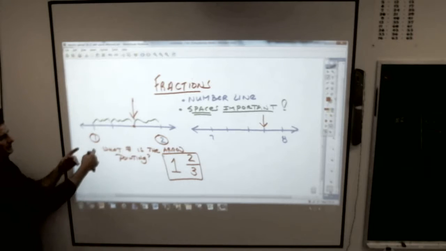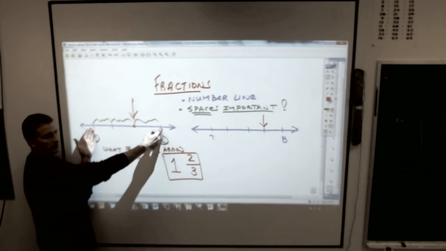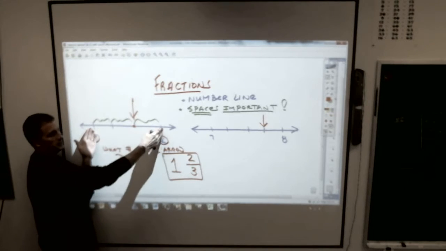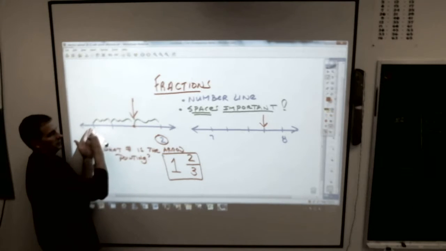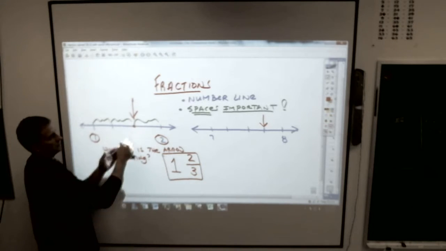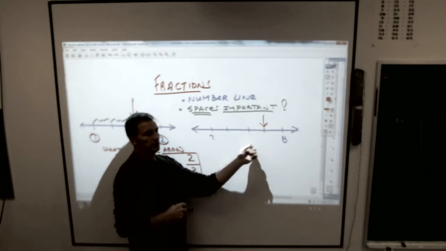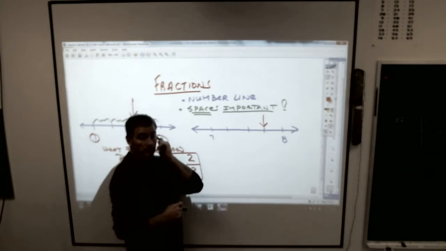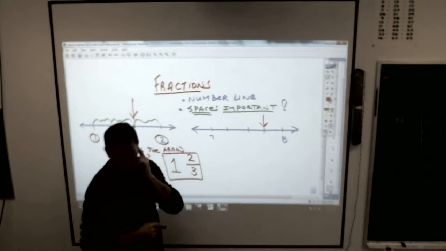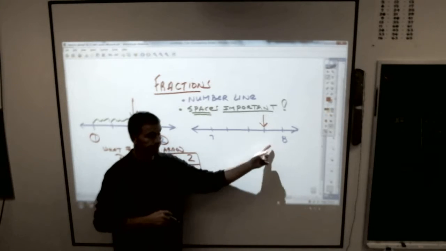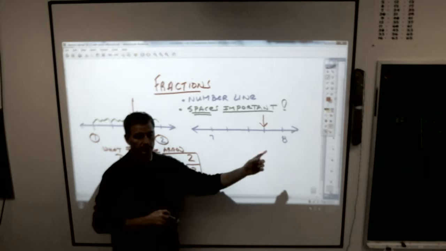That's why it's important. This is not cut into 4 equal pieces. It took 4 little slash marks to get my 3 pieces. Okay, it's cut only into 3 pieces and it's 2 of those over. Same thing over here. First thing, what's the whole number? What whole number does that arrow fall between? What's my whole number?